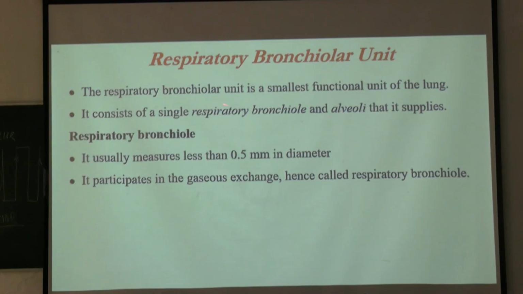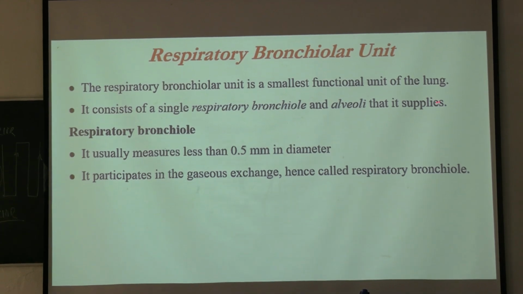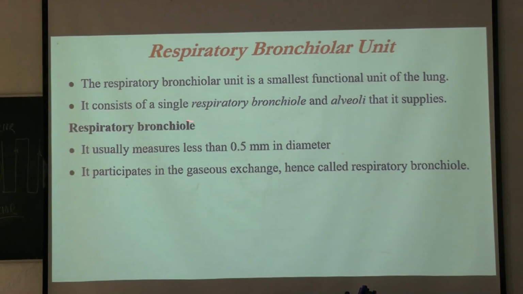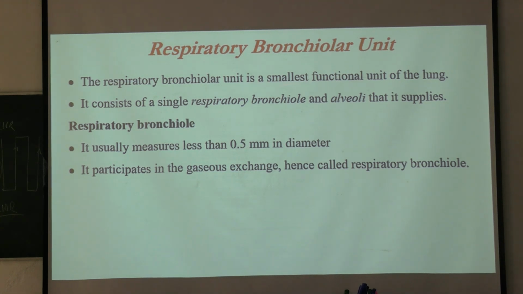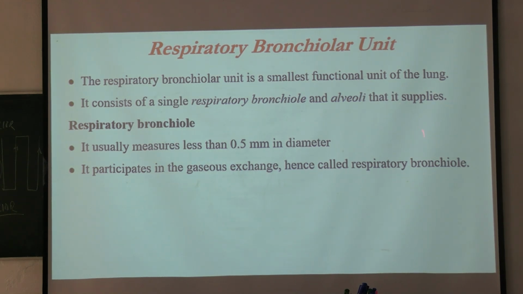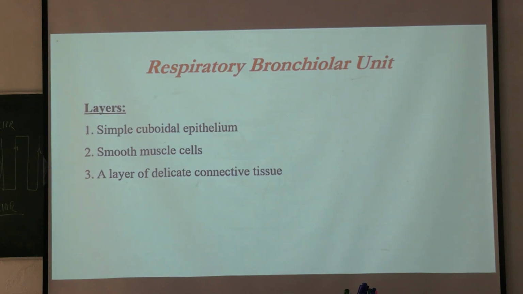The respiratory bronchiolar unit is the smallest functional unit of lung, consists of a single respiratory bronchiole and the alveoli that it supplies. Respiratory bronchiole usually measures less than 0.5 millimeter in diameter and participates in gaseous exchange, hence called the respiratory bronchiole. Layers are simple cuboidal epithelium, smooth muscle cells, and a layer of delicate connective tissue outside.